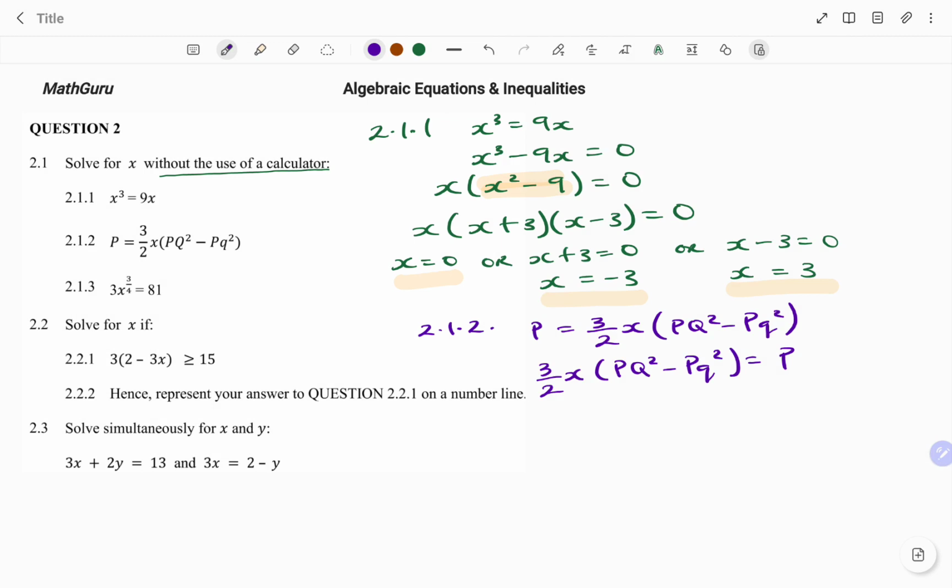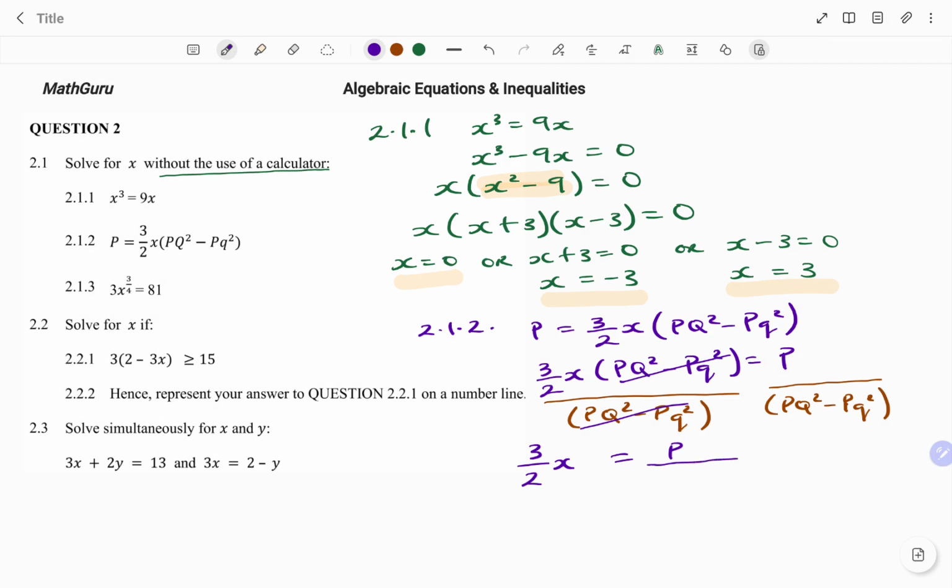I'll start by dividing both sides by the content of the bracket, which is pq squared minus pq squared. And whatever you do on your left, you do on your right. Pq squared minus pq squared. This cancels. I'm left with 3 over 2x equals p over.